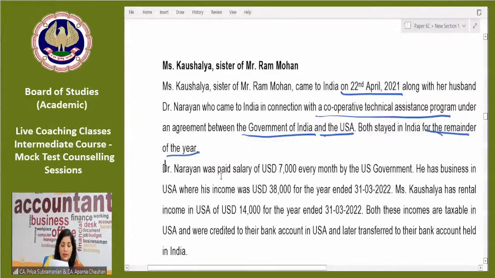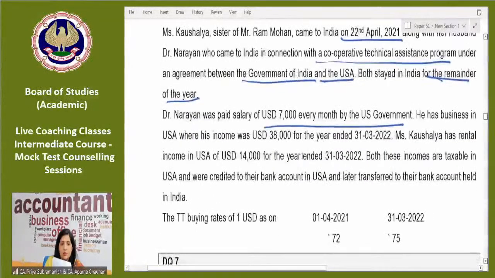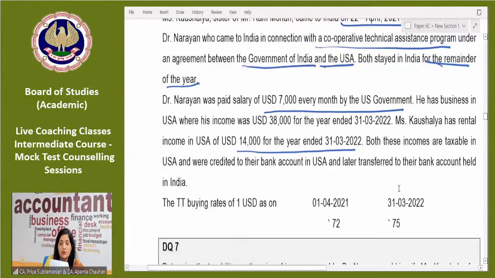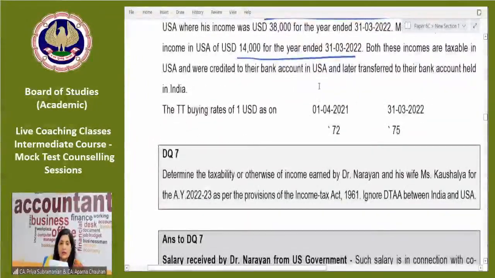Dr. Narayan was paid salary of $7,000 every month by the US government. He has business in USA where his income was $38,000 for the year ended 31-3-22. Miss Kaushalya has rental income in USA of $14,000 for the year ended 31-3. Both these incomes are taxable in USA and were credited to their bank account in USA and later transferred to their bank account held in India. They are based on these facts.